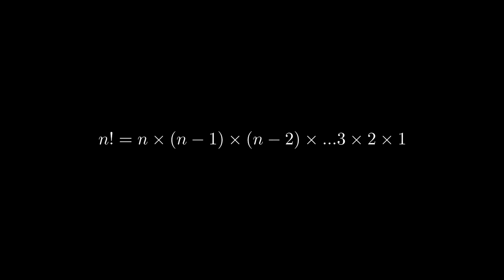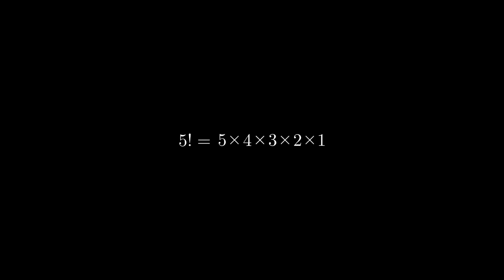Yet, its definition is very simple. The factorial of a number n is defined as the product of all the numbers from n to 1. For example, 5 factorial is 5 times 4 times 3 times 2 times 1.